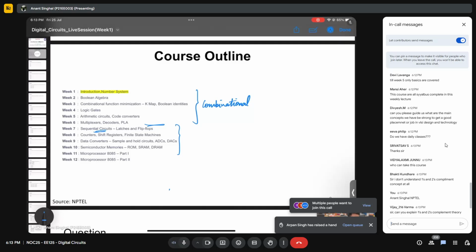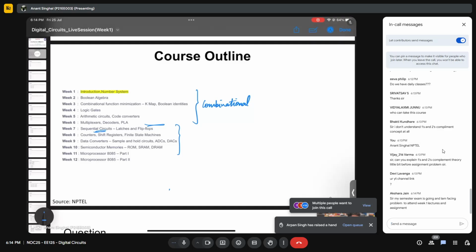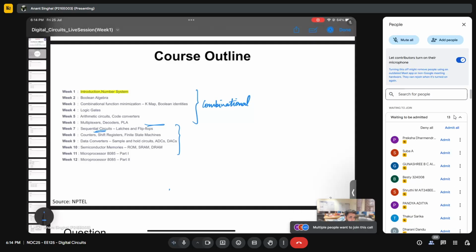These courses are all syllabus. Every week we'll be covering the subsequent week's topics that you can see on the screen. Then, ones and twos complement: I'll be doing some of the problems related to that, and maybe I'll try to solve that. So maybe we can start now. I think we have already covered most of the problems.